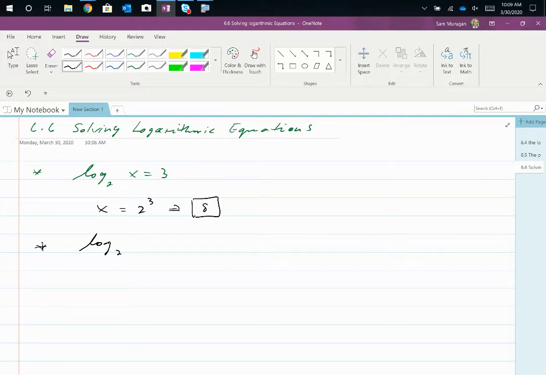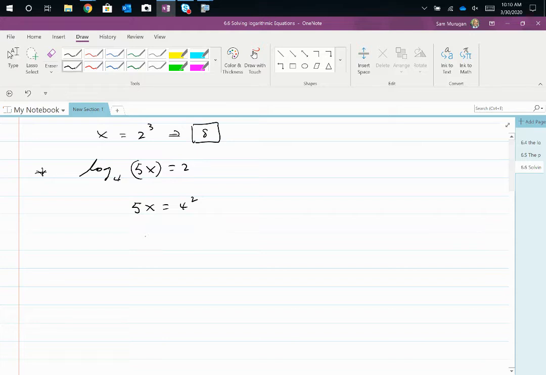Log base 4 of 5x is equal to 2. So 5x is equal to 4 to the power 2. So 5x is equal to 16. So x is equal to 16 over 5.